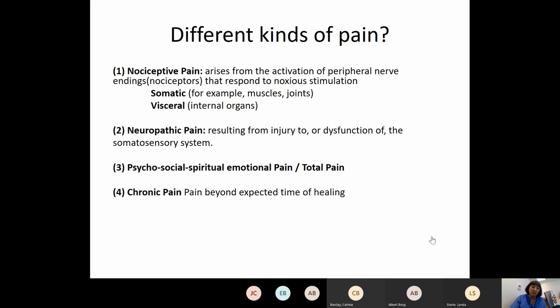And so I'm going to focus on mainly the first two of these, but we will in future talks be talking about psychosocial pain, or what's sometimes called total body pain, and then chronic pain we're not really going to address today.